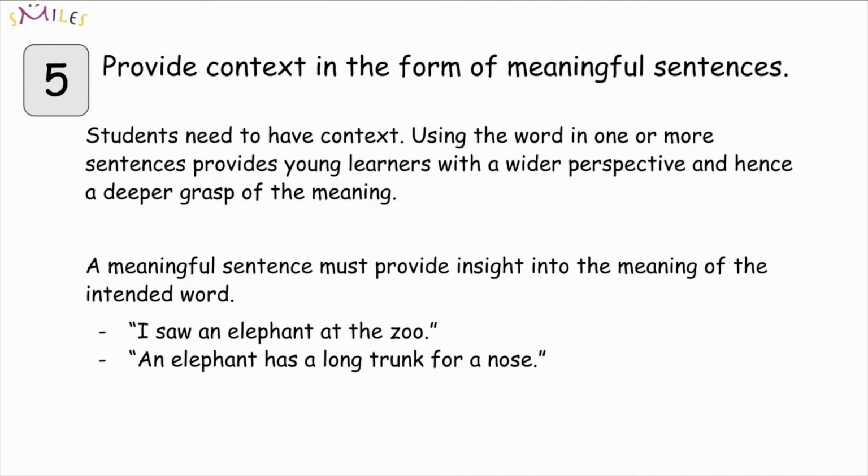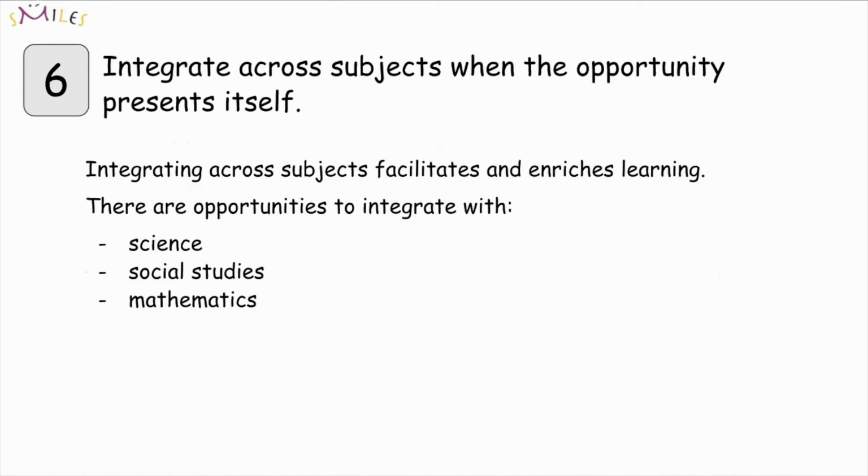However, the use of both sentences together provides a wider perspective and a better grasp of the meaning. An elephant has a long trunk for a nose and is an animal that can be found at a zoo. Point 6. Integrate across subjects when the opportunity presents itself. Integration is not usually easy to do, but when opportunities arise during the course of the program, try to integrate with science, social studies, and mathematics. This helps enrich the learning process.